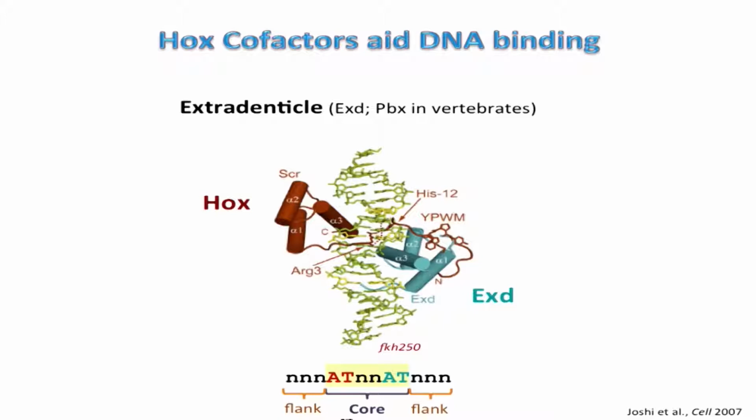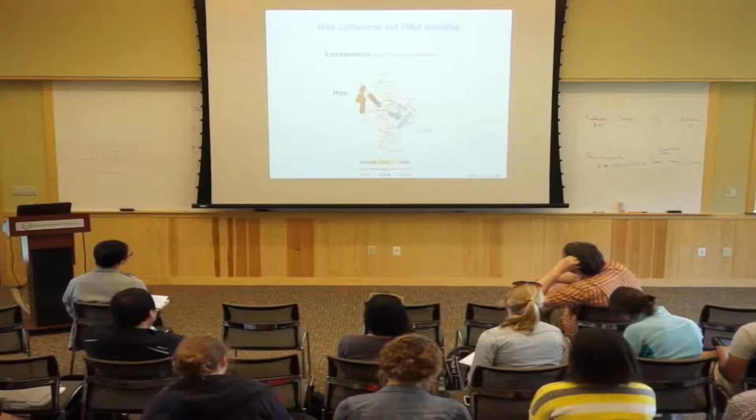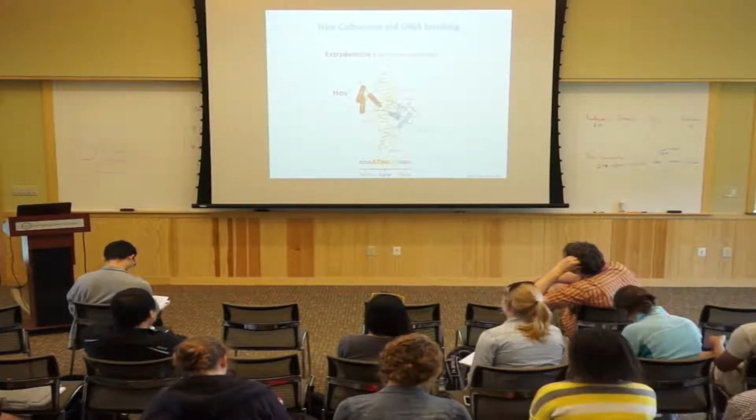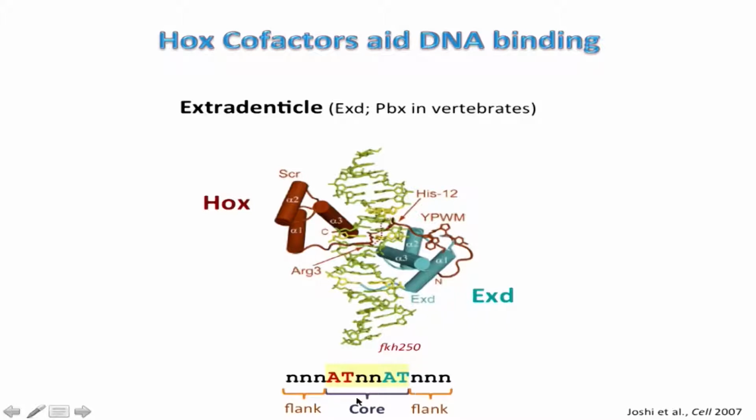Okay? And here was the known binding site motif for these extradenticle Hox complexes, where you had a core, again a hexamer sequence, and the core consisted of AT, NN, AT, and then you had these flanking sequences on the two sides. So this is what was known at the time we started this project.